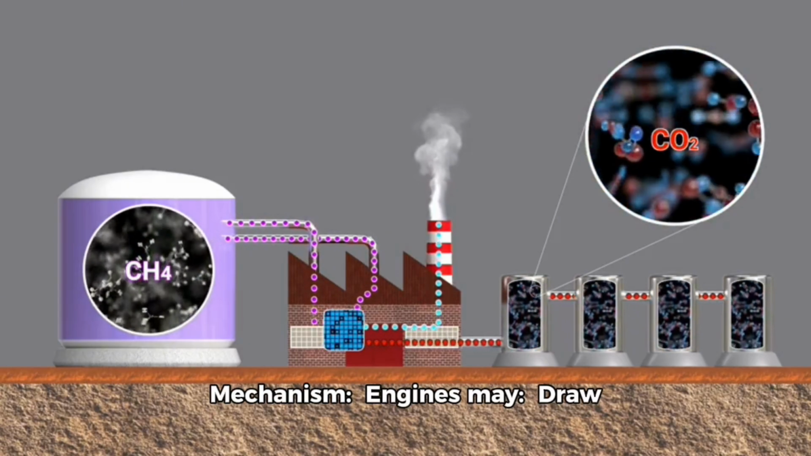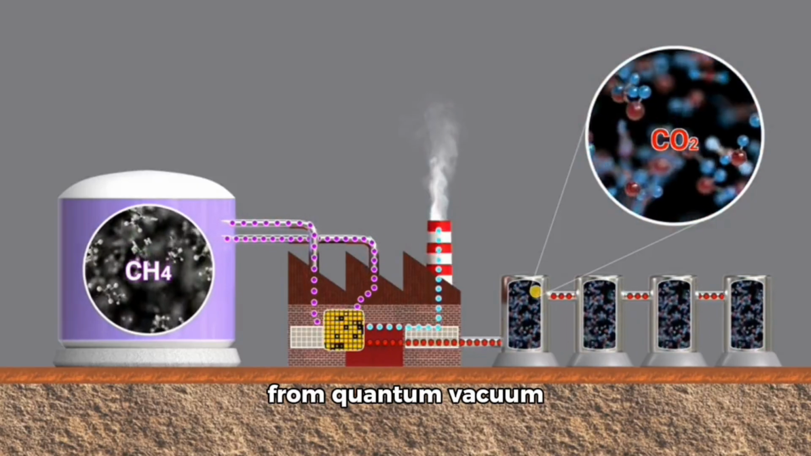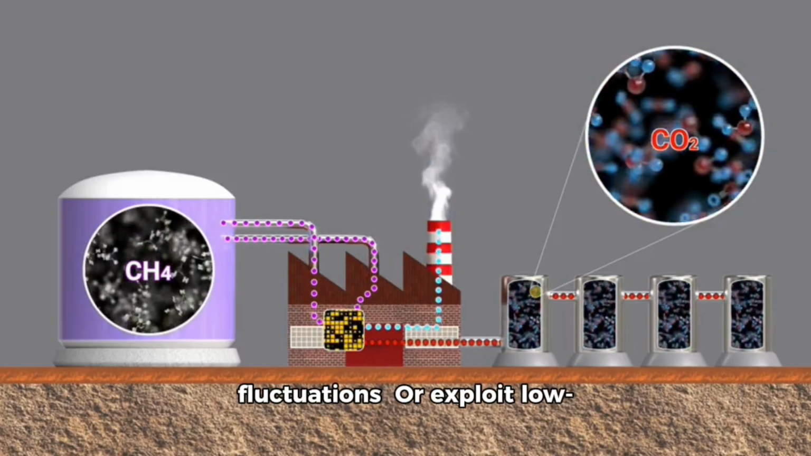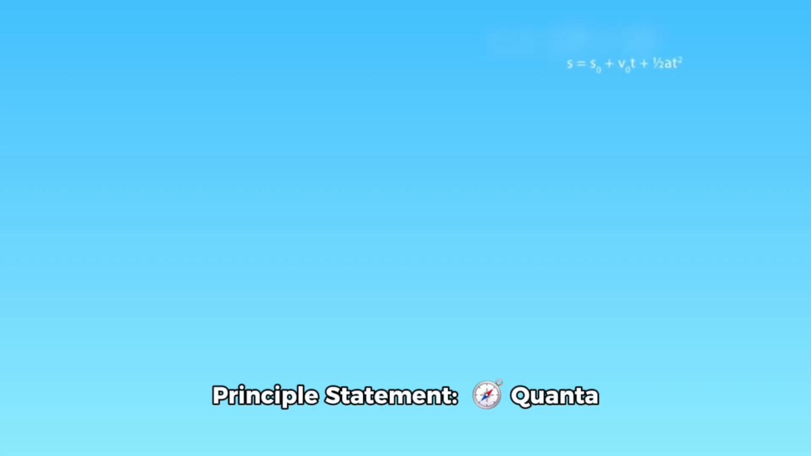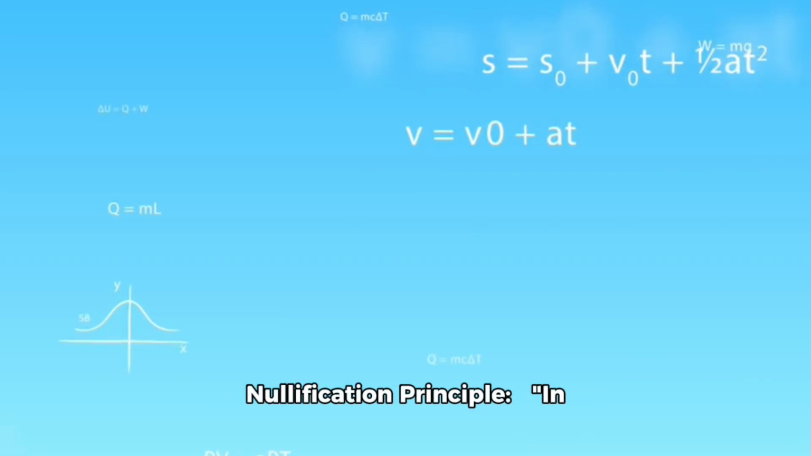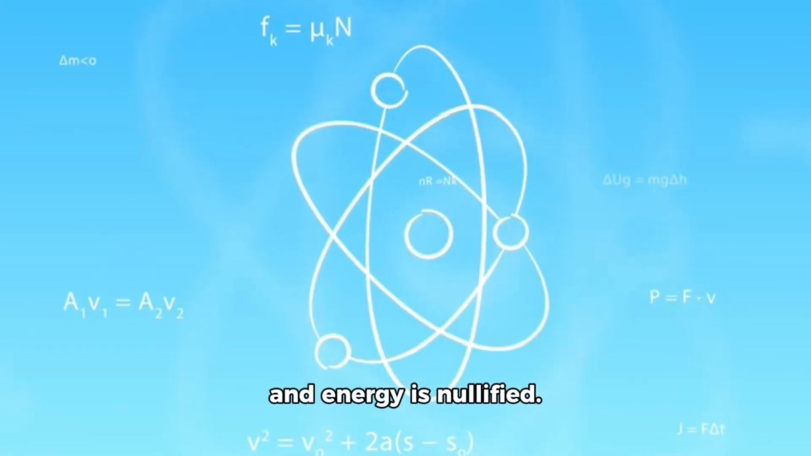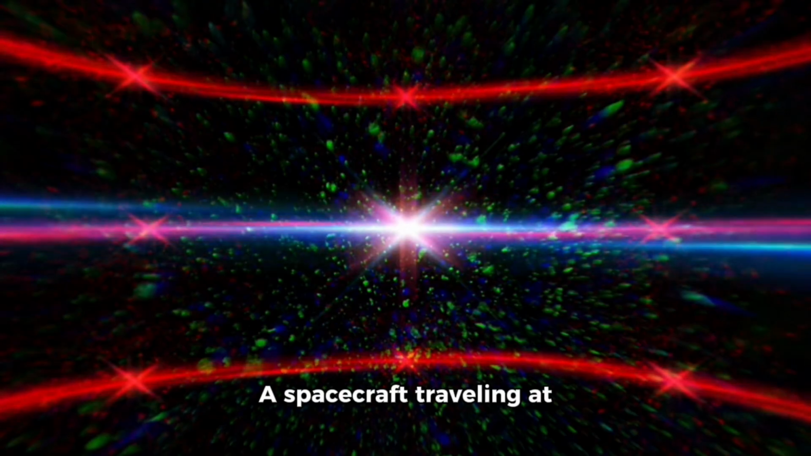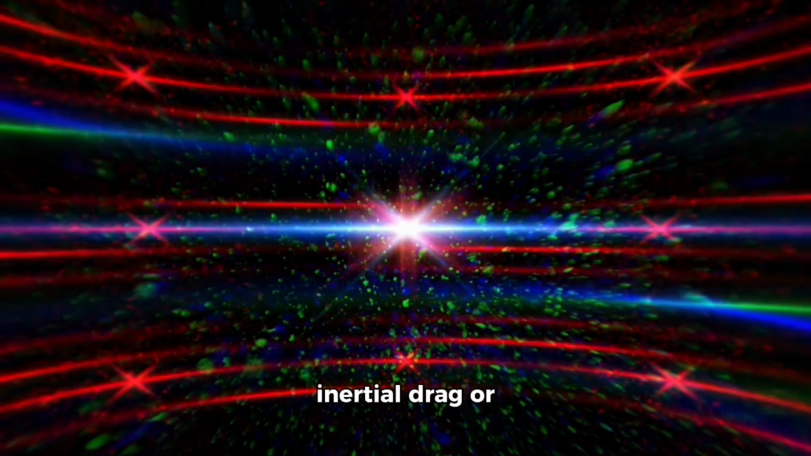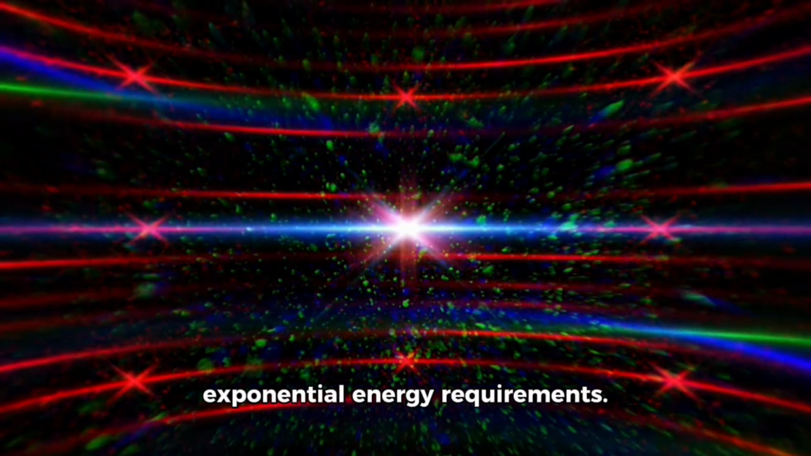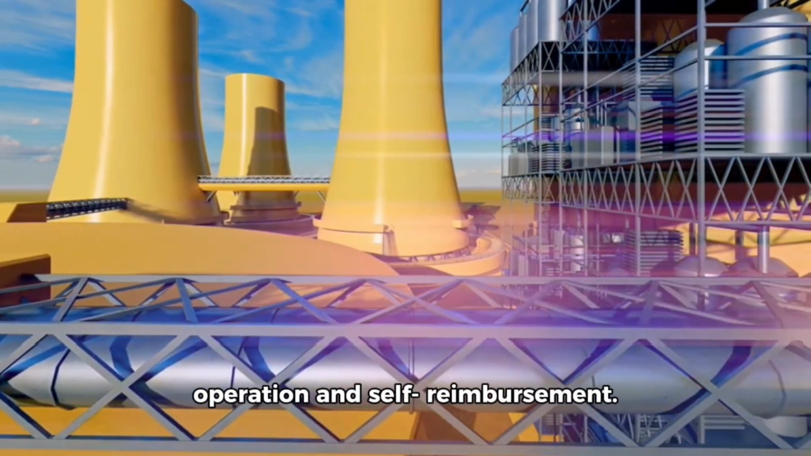Energy reimbursement mechanism. Engines may draw on space field pressure differentials, energy from quantum vacuum fluctuations, or exploit low-resistance tunneling corridors and space field contraction zones. Principal statement: the quantum physics mass-energy nullification principle. In a gravitationally silent vacuum, the relativistic rise of mass and energy is nullified. A spacecraft traveling at superluminal speeds within a compressed space field envelope experiences no inertial drag or exponential energy requirements. Propulsion energy remains constant, enabling continuous operation and self-reimbursement.